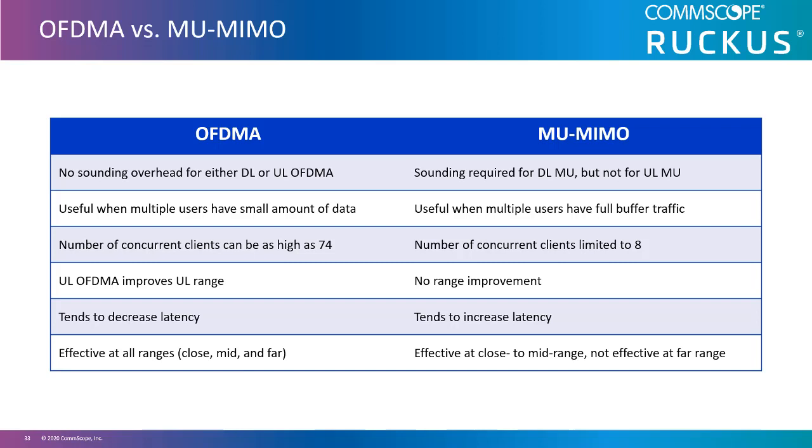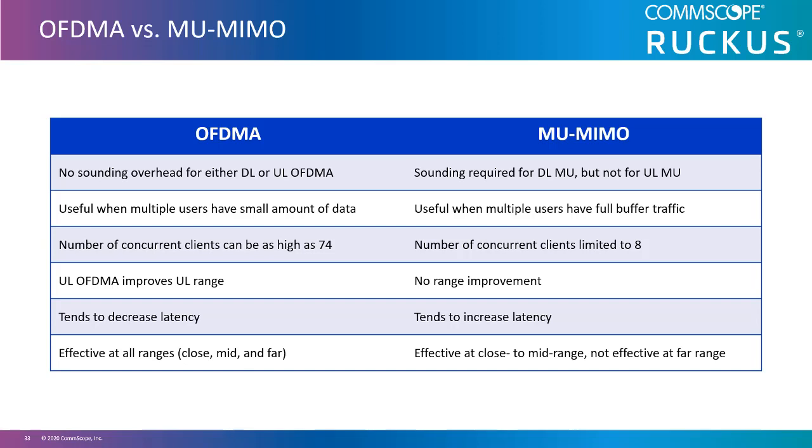If I have a bunch of phones doing Wi-Fi calling, I'm better using OFDMA. It doesn't make sense for me to do multi-user MIMO to those clients because I only have a small amount of data. But if 10 clients are downloading 4K movies, I'm better off using multi-user MIMO to those clients. 2 different scenarios and 2 different use cases, and both are useful in their respective environments.